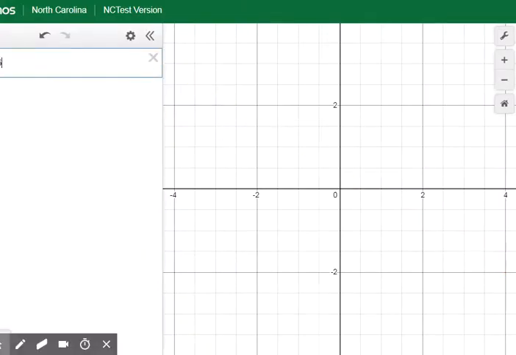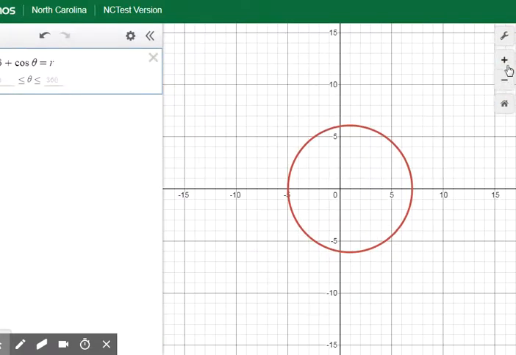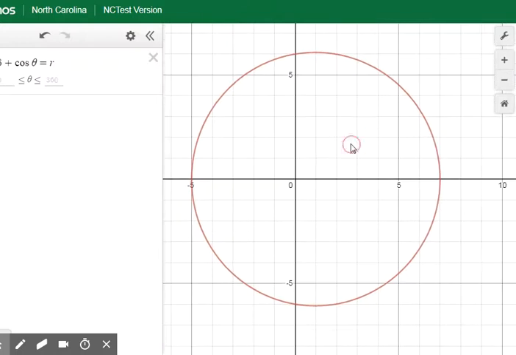And look at that, 6 plus cosine theta. And we need to say that that's equal to r. R equals 6 plus cosine theta. Okay, so I'm going to zoom out a little bit. Now, here's the downside to graphing this.